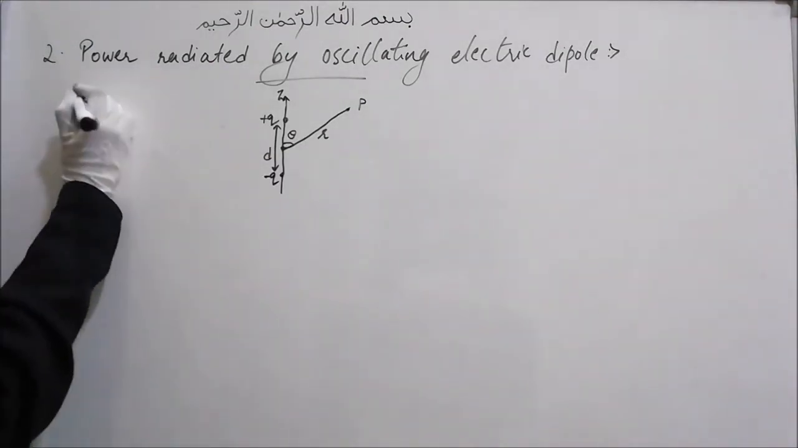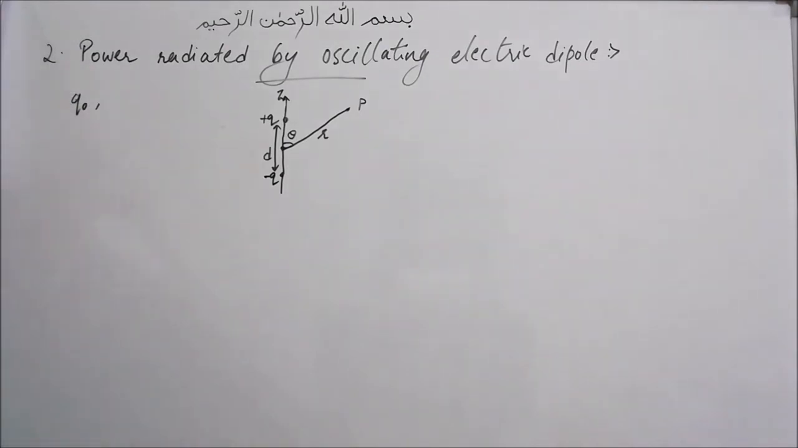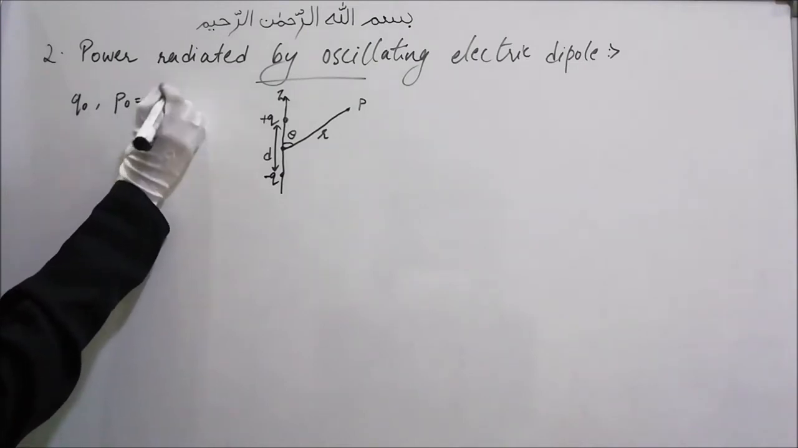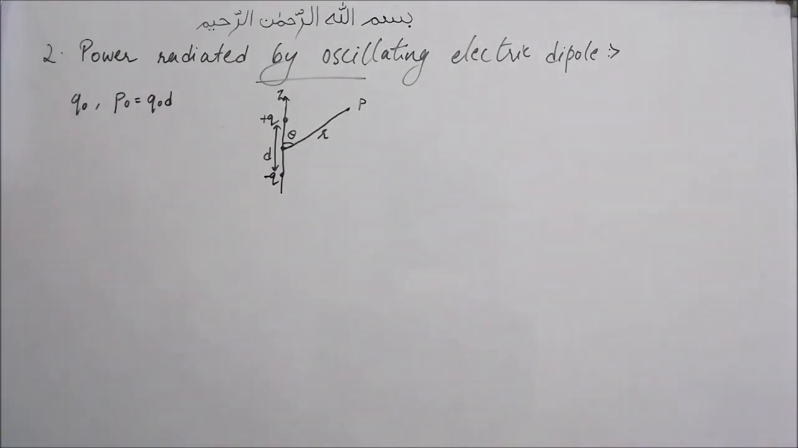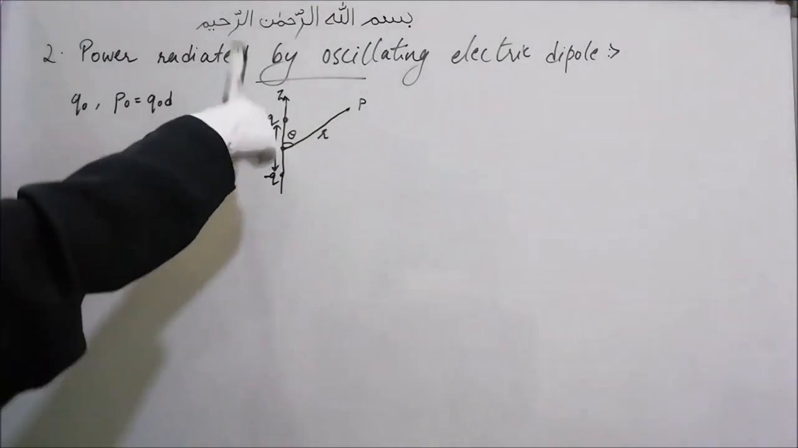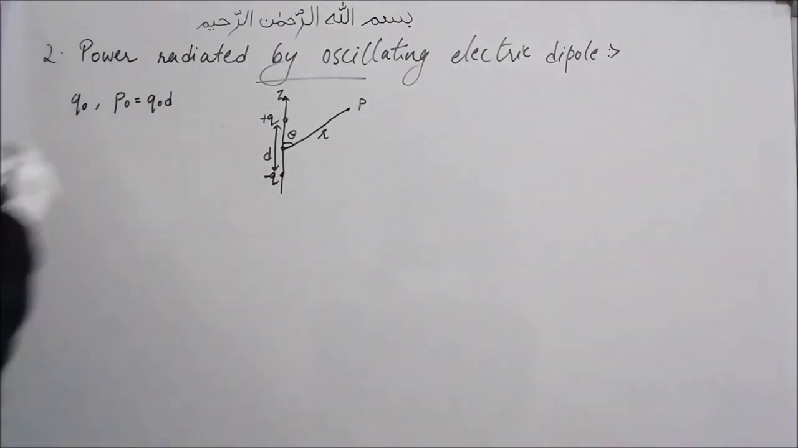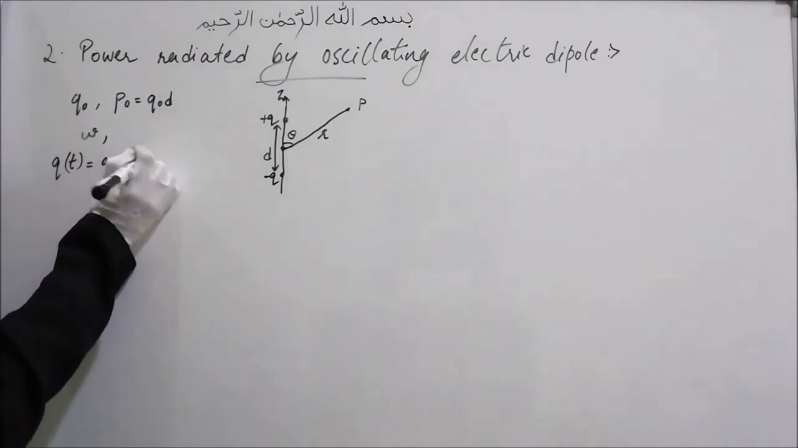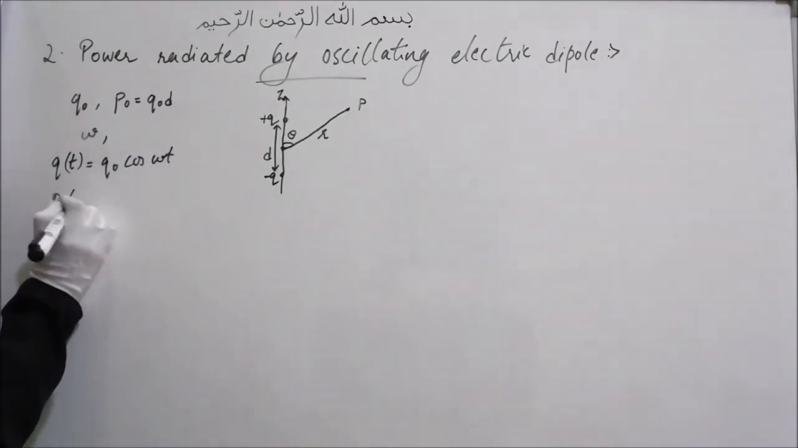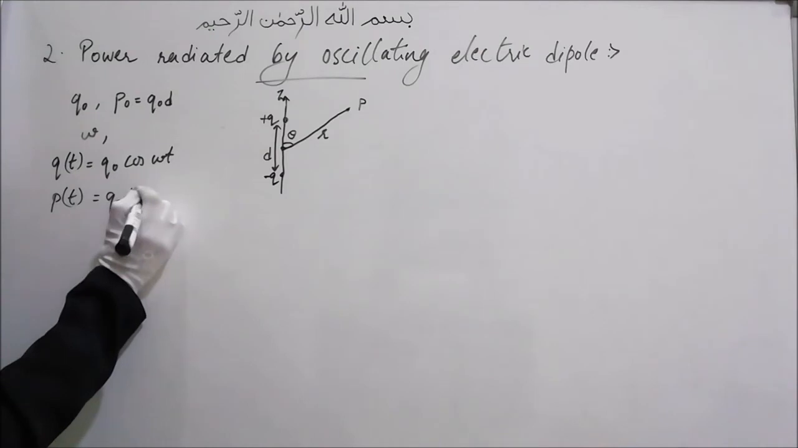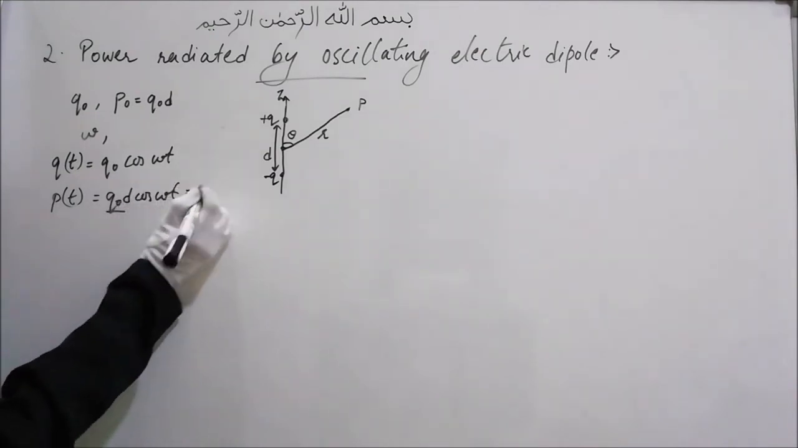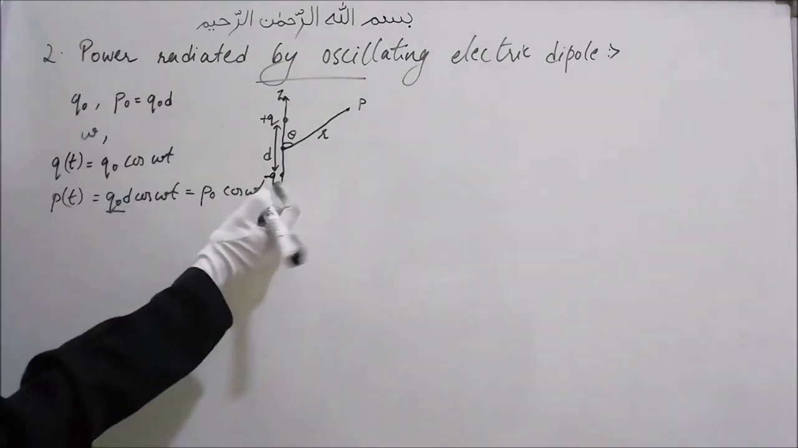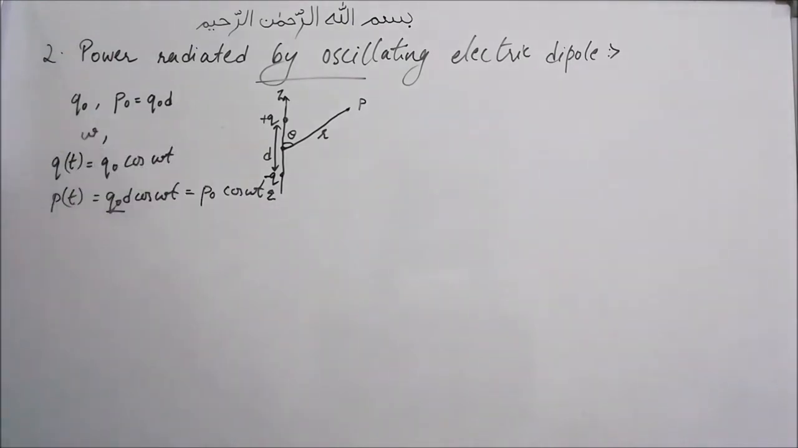Now let q naught be the maximum charge, therefore the maximum value of the dipole moment will be p naught, equal to q naught times d. Now we oscillate the charges with angular frequency omega, so we will have q of t equal to q naught cos omega t, and p of t equal to q naught d cos omega t. Q naught d is p naught, so this will be p naught cos omega t, along the minus to plus, that is along the z hat direction.